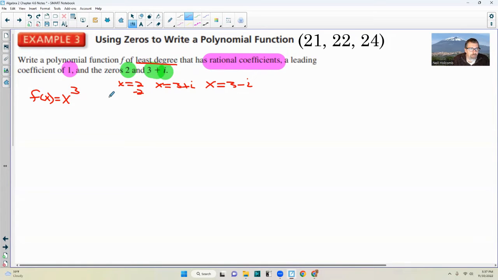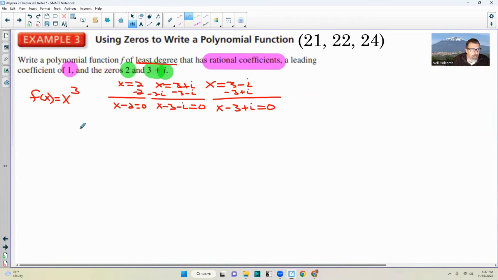So I'm going to subtract 2. And that is going to give me the factor x minus 2 equals 0. I'm going to subtract 3, and I'm going to subtract i from both sides. And when I do that, I get x minus 3 minus i equals 0. And then when I subtract -3 and I add i to cancel these out, then I'm going to get x minus 3 plus i equals 0. Okay, so there are our 3 factors: x minus 2, x minus 3 minus i, and x minus 3 plus i.